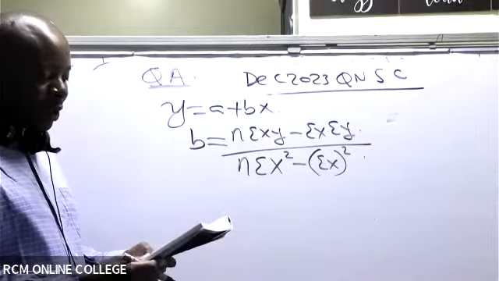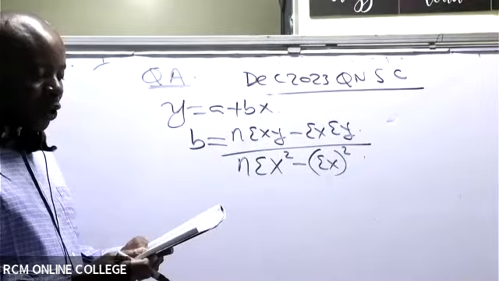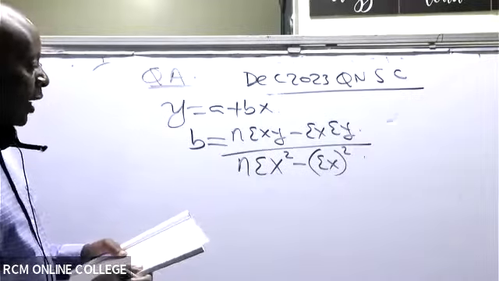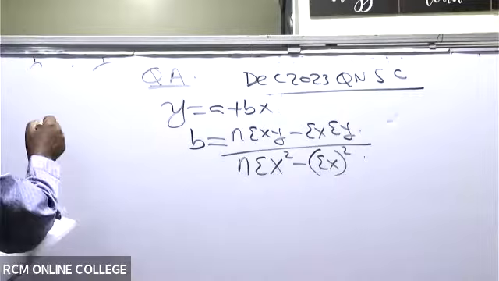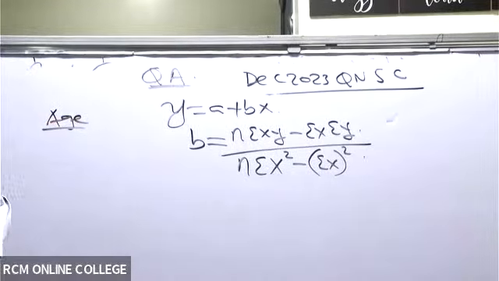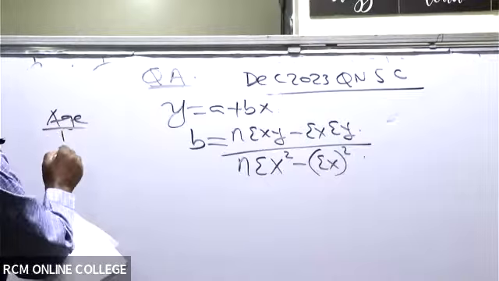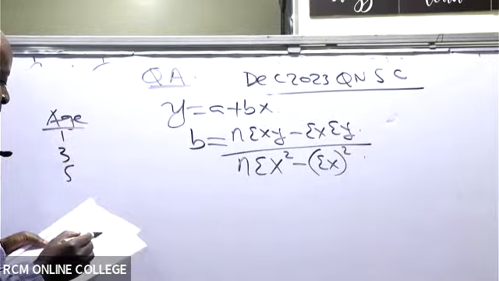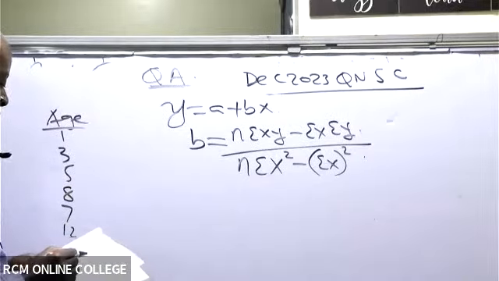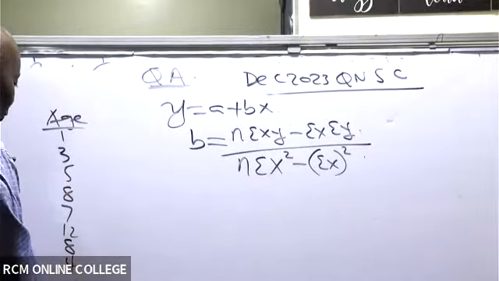I would want us to write this question down. That's December 2023, question number 5C. Please try getting it. We have age here. We have age: 1, 3, 5, 8, 7, 12, 8, 4.